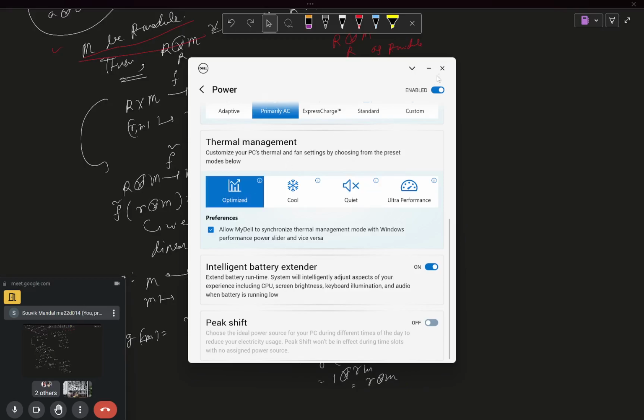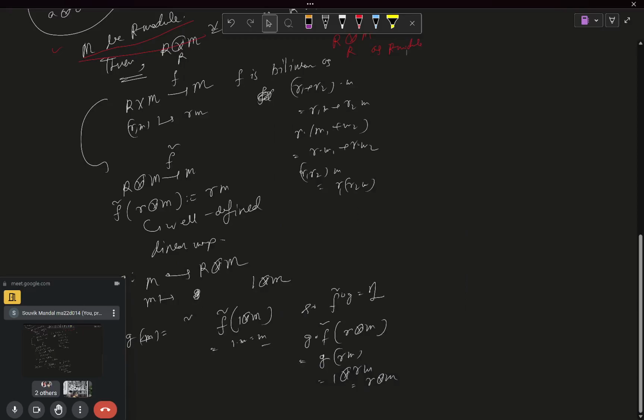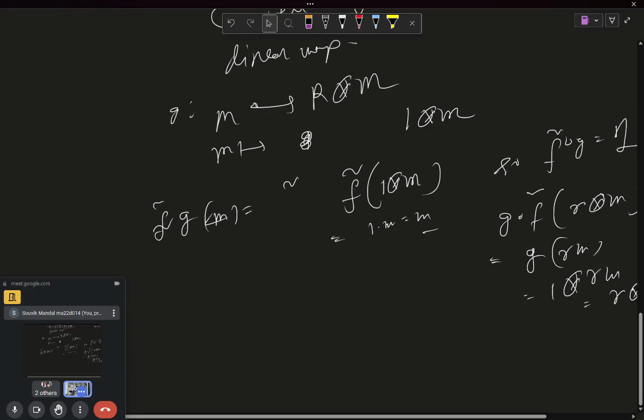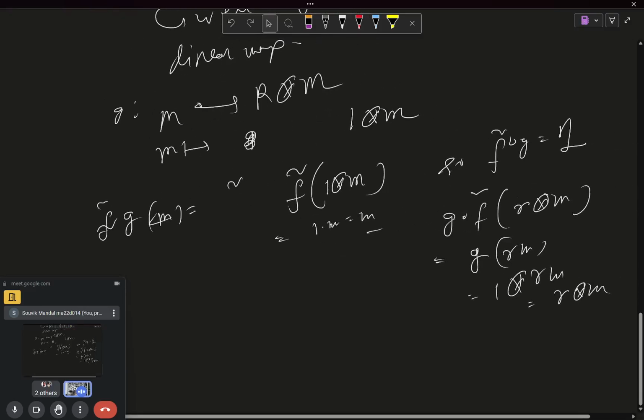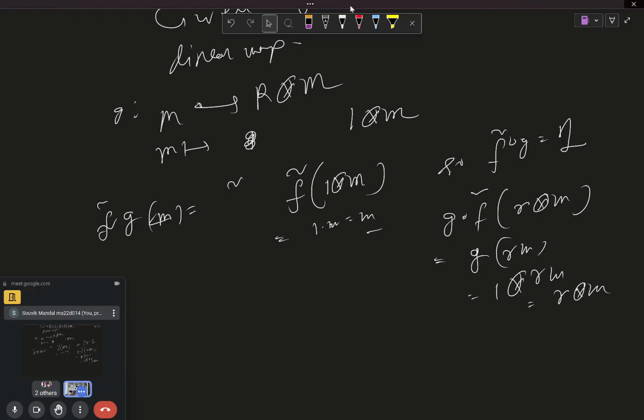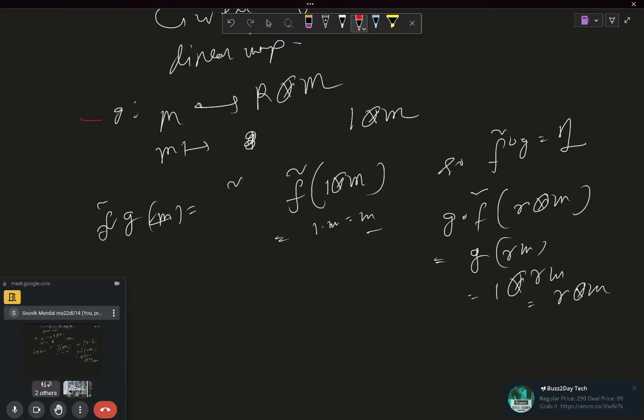Sir, this line R tensor M to f tilde, is this function defined such that m goes to r cross m? Oh, no, that map is M to R tensor M. That is m goes to 1 tensor m. Are you talking about this map? Okay.